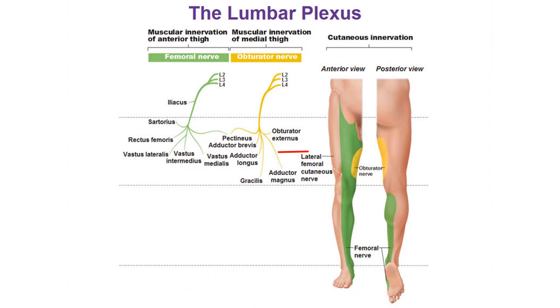This is the general plan of the obturator nerve. It arises from L2, L3 and L4, and as it goes into the upper part of the thigh, supplies pectineus, adductor longus, adductor brevis, gracilis, and obturator externus.